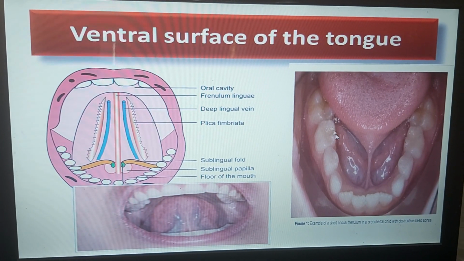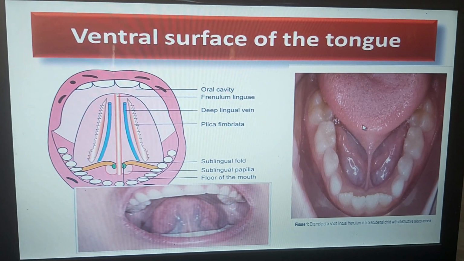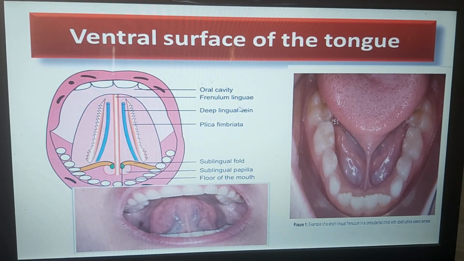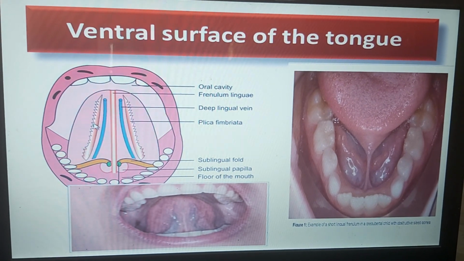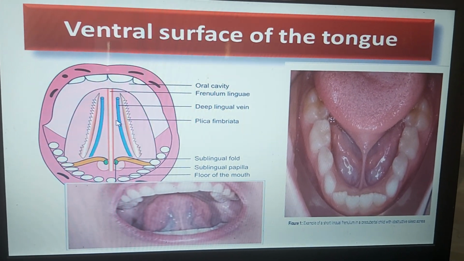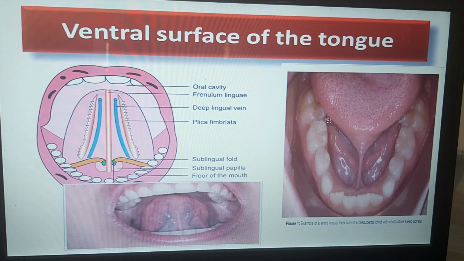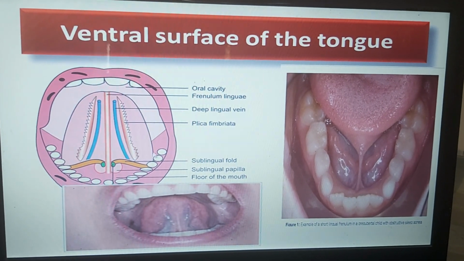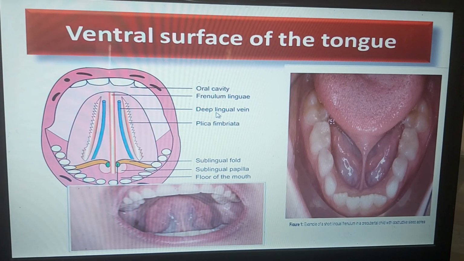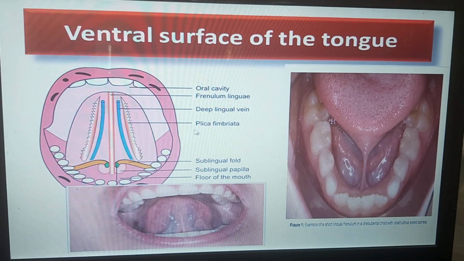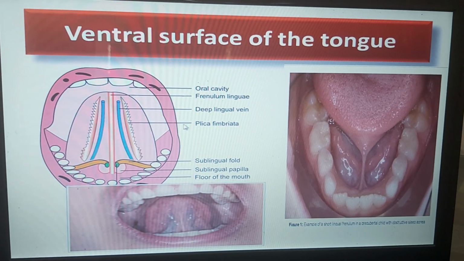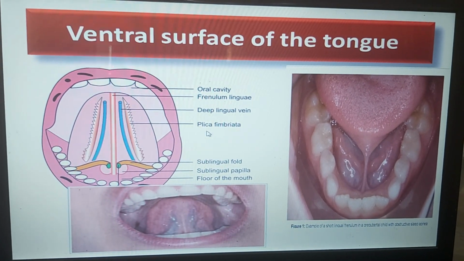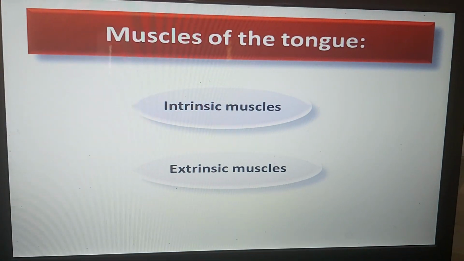The ventral surface of the tongue. If you raise your tongue against your hard palate, you will find a structure called the frenulum linguae. Lateral to this structure, there is the lingual artery, then the lingual nerve, and after that the deep lingual vein, and the most lateral structure is the plica fimbriata, which is a fold of mucous membrane.